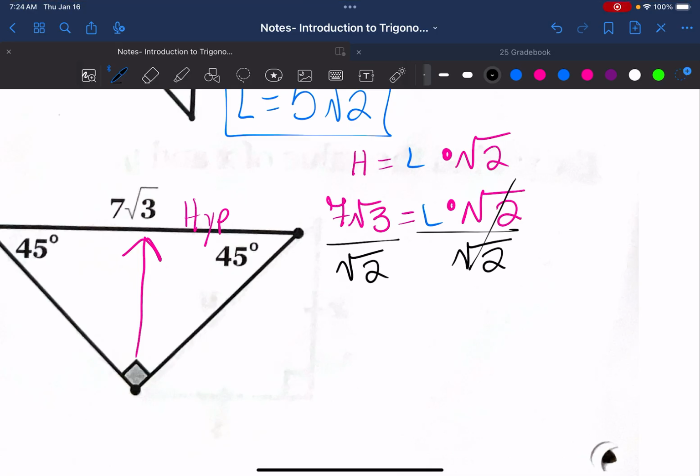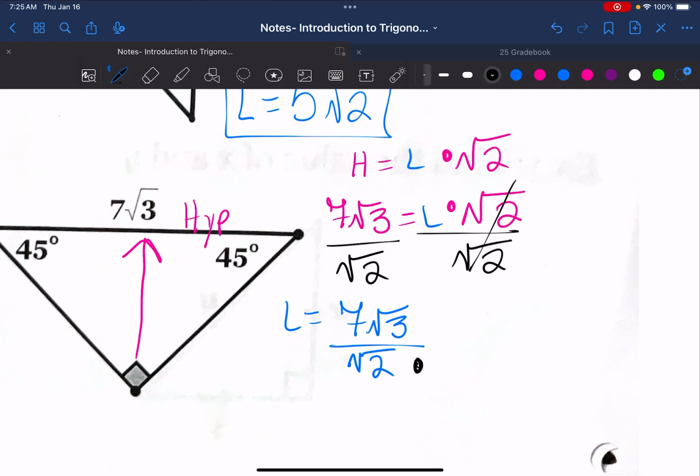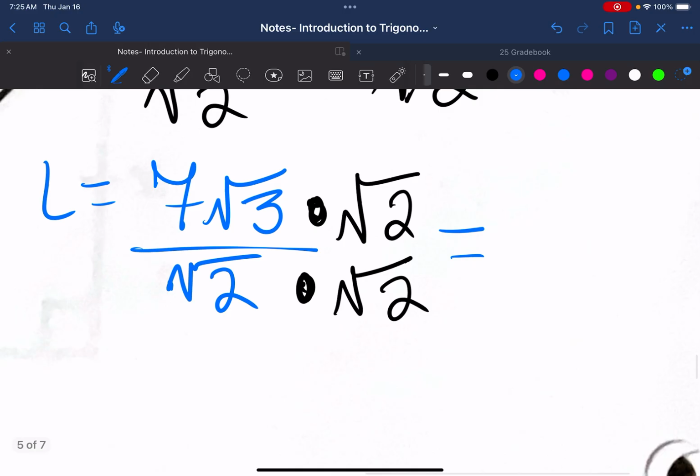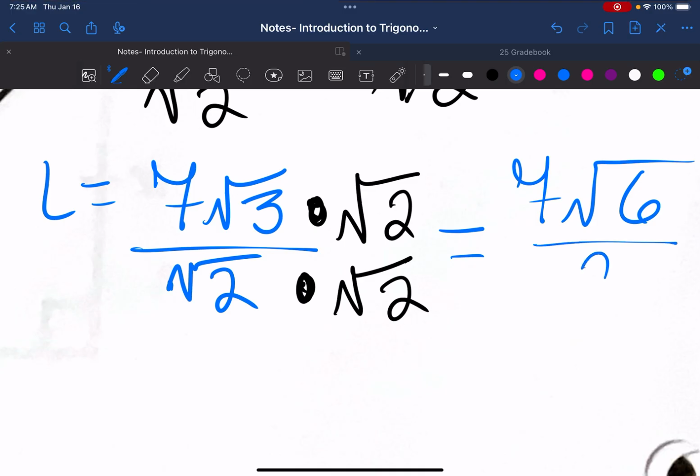These cancel. So my leg is going to be 7 square root 3 over square root 2. But you cannot have a square root symbol at the bottom and leave it there. So we need to multiply both top and bottom by the square root of 2 to cancel out the square root symbol for the bottom. That is going to give me 7 square root 6, because 3 times 2 is 6, over 2.